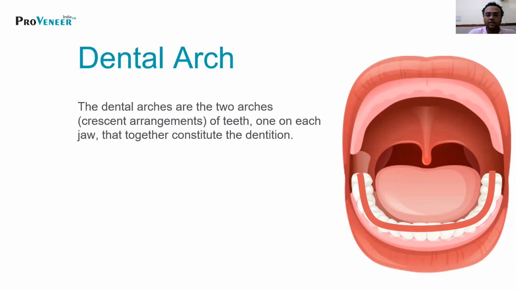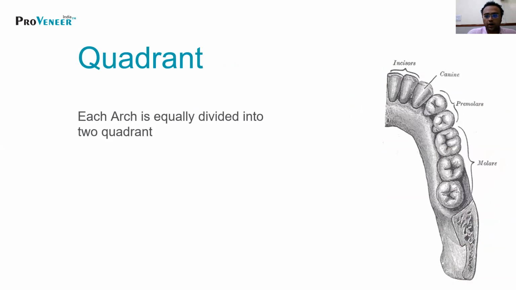The dental arches are hence divided into quadrants. If you divide each jaw, maxilla and mandible, they can be equally divided into two quadrants. And each quadrant consists of one central incisor, one lateral incisor, one canine, two premolars, and three molars. So that is how the arch is divided in both the maxilla and mandible. There are a total of four quadrants.